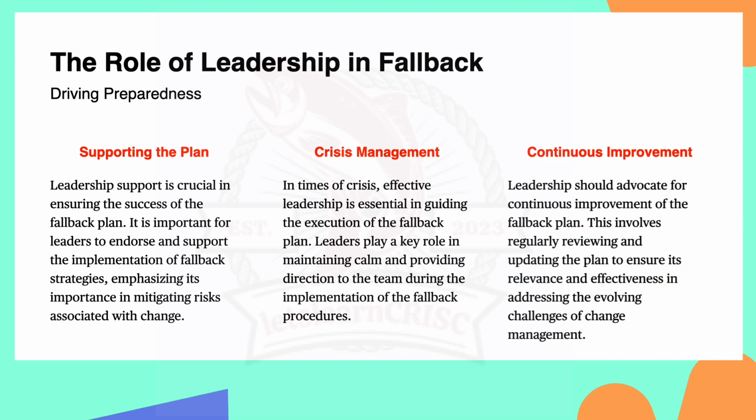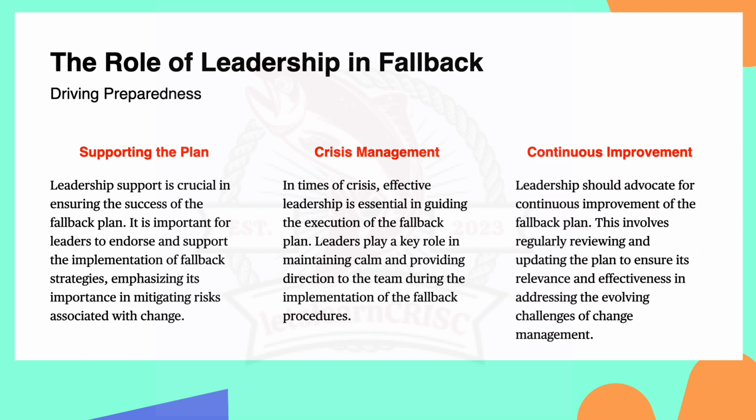Next, about continuous improvement. Friends, leadership should advocate for the continuous improvement of the fallback plan. Right? Regularly reviewing and updating the plan ensures its relevance and effectiveness in addressing evolving challenges. Right? Imagine leaders as a gardener, right? So they nurture the plan, ensure it adapts to the changing conditions and grows stronger over time. So in simpler terms, leadership in fallback is like having a strong and supportive guide during a journey. They cheer you on, steer the ship through the storm and ensure the plan keeps growing and improving.